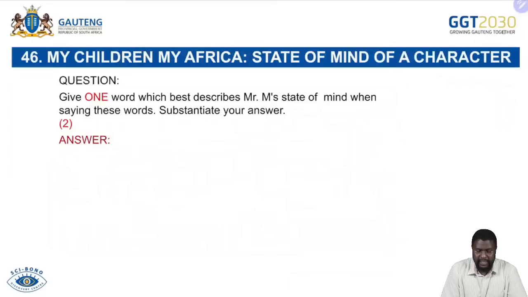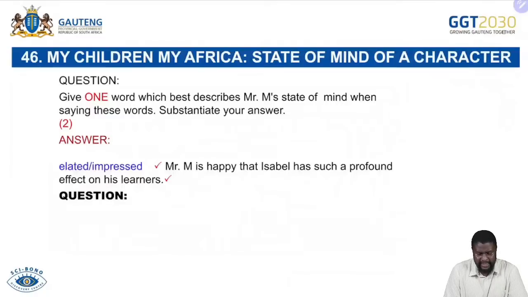Give one word which best describes Mr. M's state of mind when saying these words and give a reason for your answer. He's elated. He's happy. He's impressed. Why? Give us a reason for Mr. M's happiness. That Isabel has such a profound effect on his learners. He is very what? Popular with the learners at Zola High School.